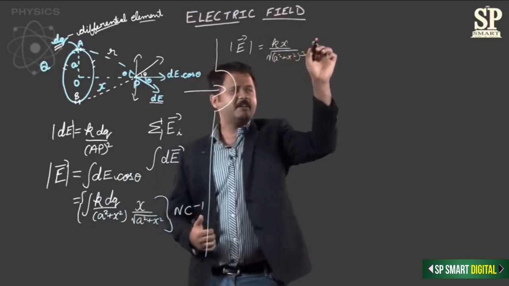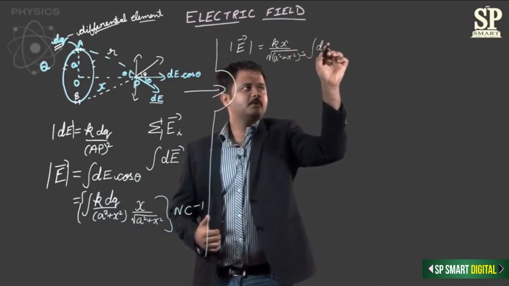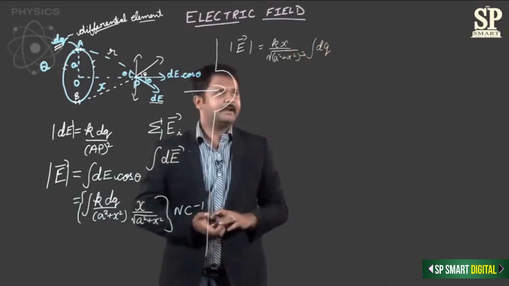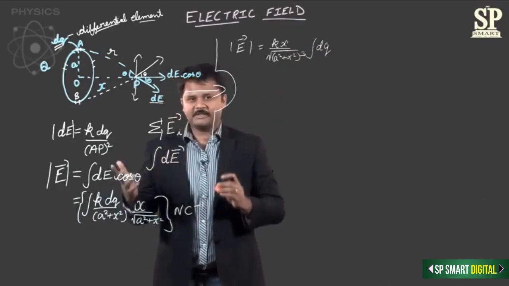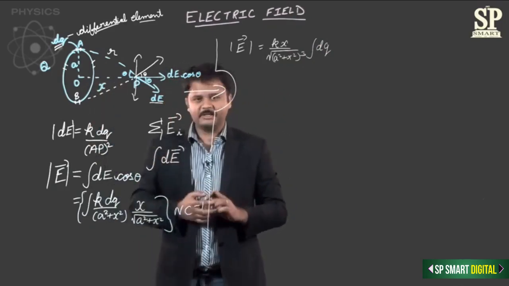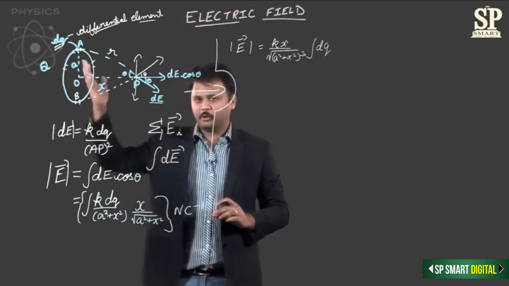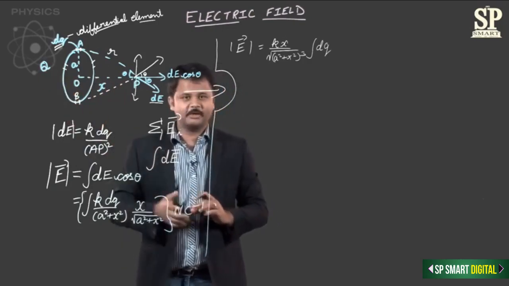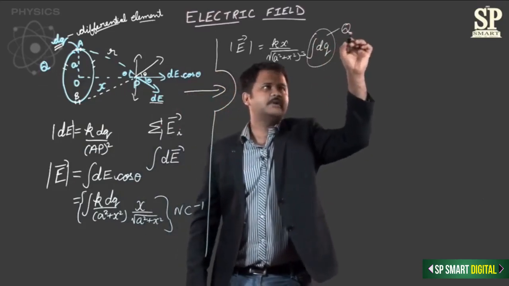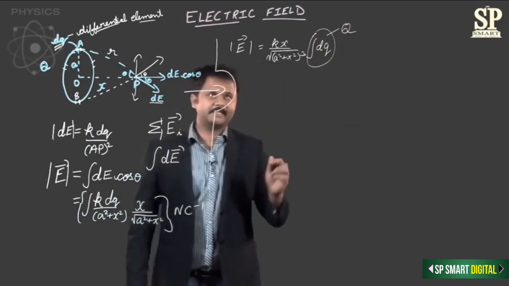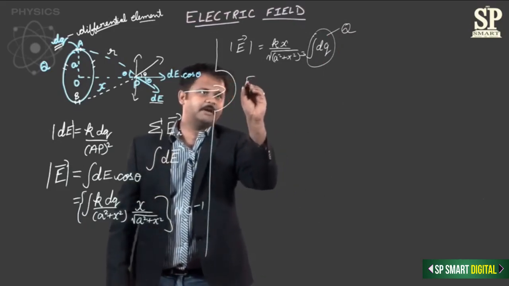And then I have an integration of dq. Now this is a very simple integration to find out. In the entire ring, if you want to find out the sum of charges on these differential charge elements, we know that the total charge that the ring carries is capital Q. So we have to substitute this quantity as capital Q.